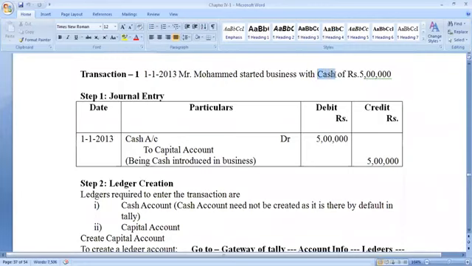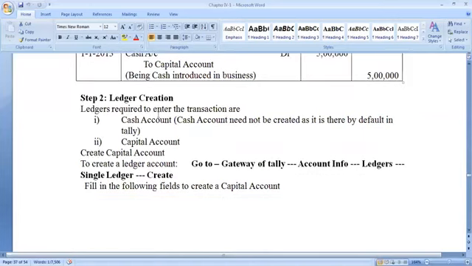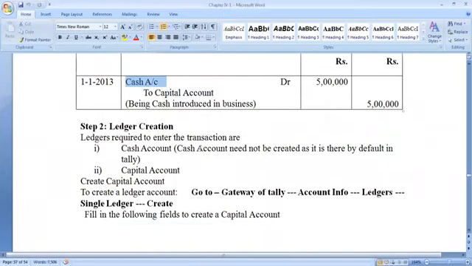So what will be the entry? Cash account debit to capital account, being cash introduced to business. So what will be the ledger creation? Ledger should be created in the terms of cash and also in the terms of capital. So cash will fall under the group cash in hand or cash account. Capital will fall under the group capital account.